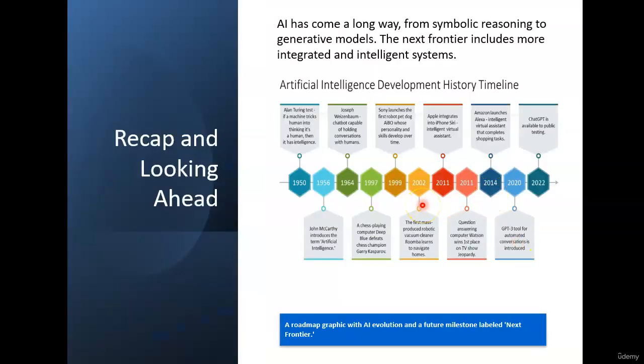Recap and looking ahead. To recap, AI has come a long way from its early days of symbolic reasoning to the advanced generative AI models we see today. Its evolution has been driven by increasing availability of data, and I share some key milestones here. In 1956, John McCarthy introduced the term artificial intelligence, then in 1964, Joseph Weizenbaum created a chatbot capable of holding conversations with humans.